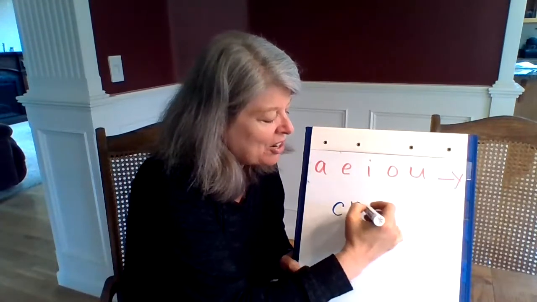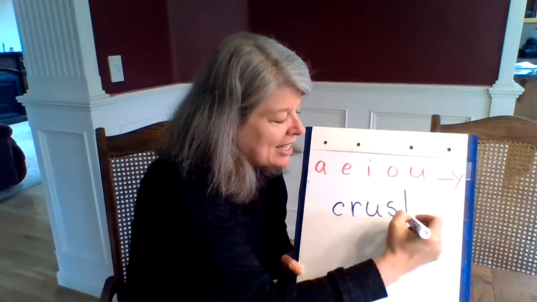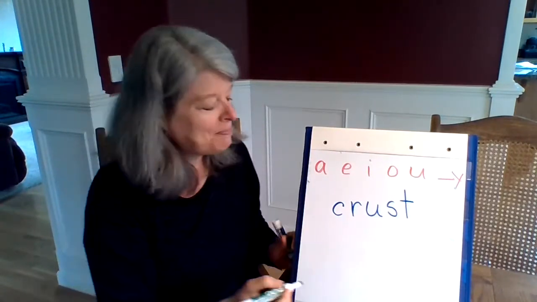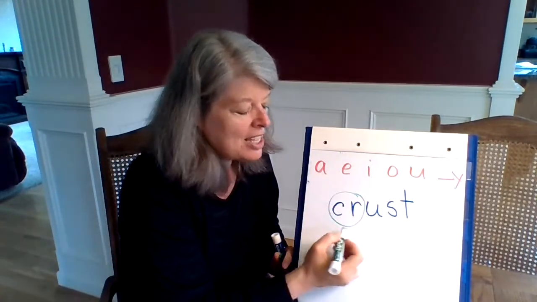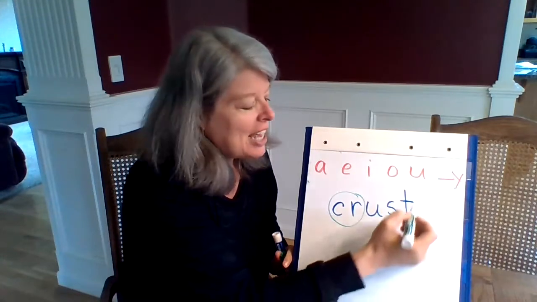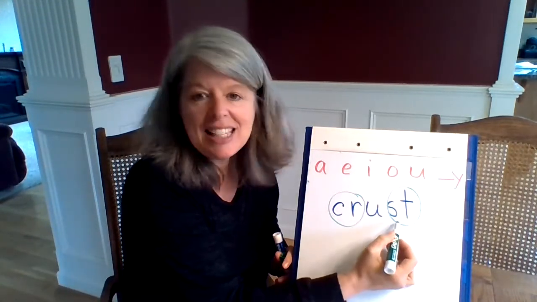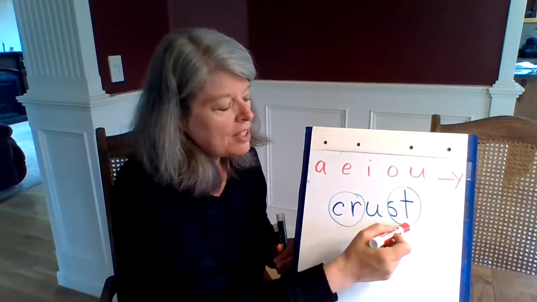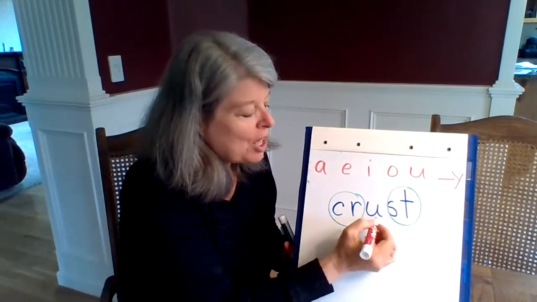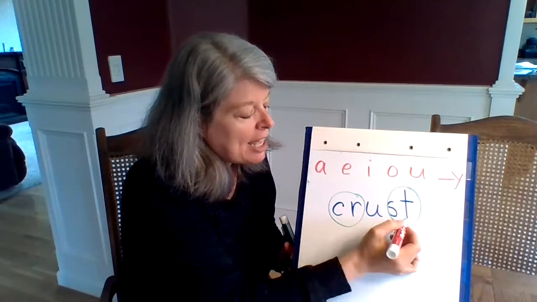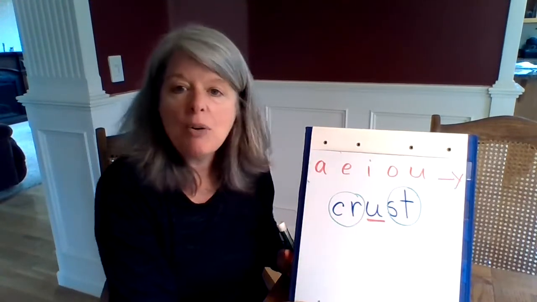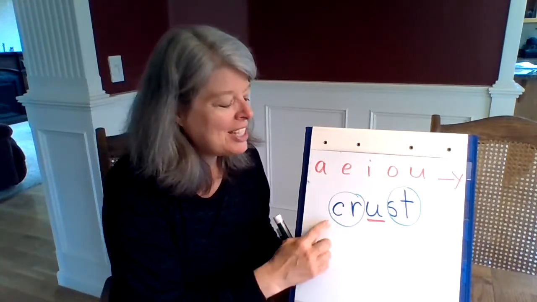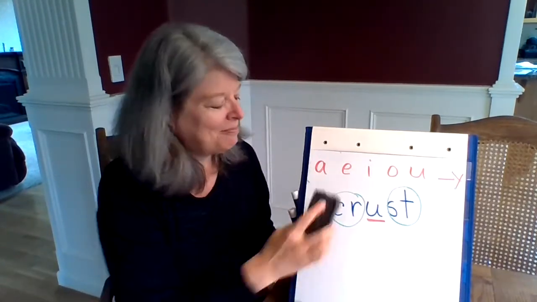C, R, U, S, T. What consonant clusters can we circle? CR says cr, and ST says st. And because we have consonants around the beginning and end of just a single vowel, the U is going to say uh, and our word is crust.